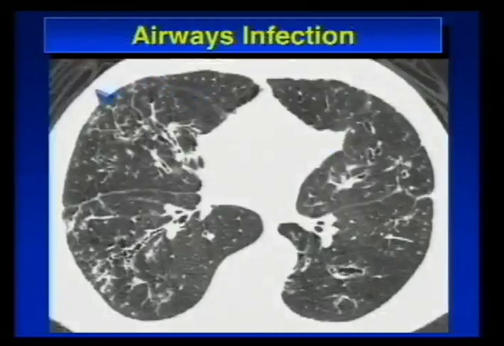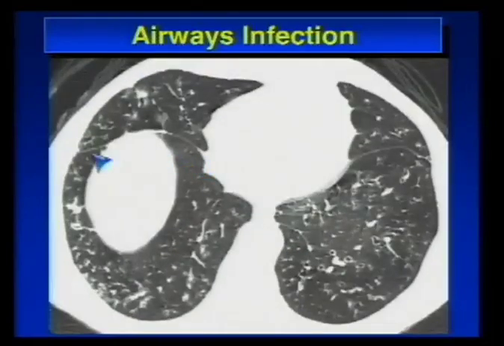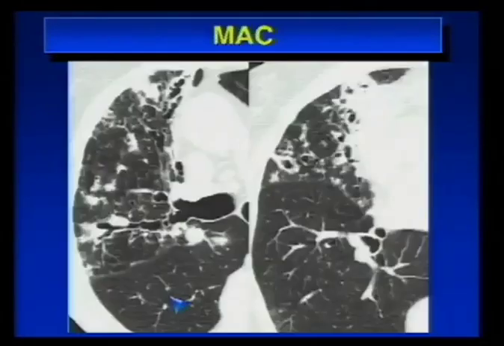Okay, another patient with airways infection. Look at the central bronchiectasis as well as bronchial wall thickening, and then we see nodules out in the periphery, centrilobular nodules. This was MAC, okay, anterior distribution, but there are also some in the lower lobe back here. Bronchiectasis here as well. So nodules, centrilobular nodules, airways infection.